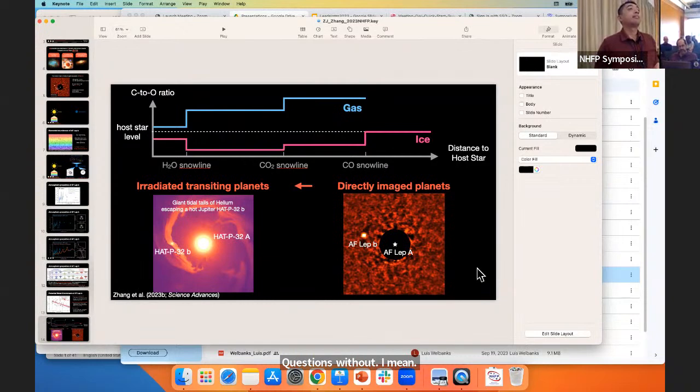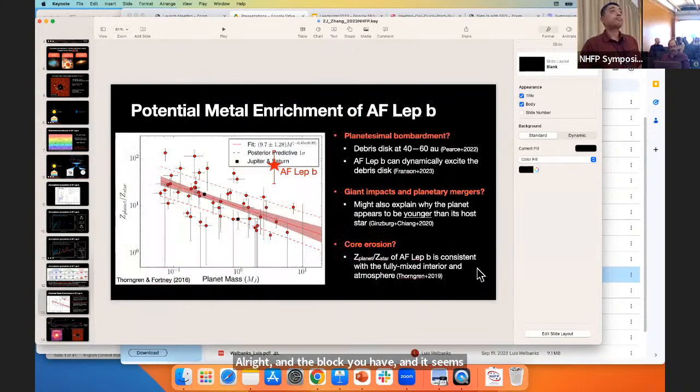On the plot you had from Rome's plot, it seems like the value is much higher than the trend. Can you maybe comment on what that means?